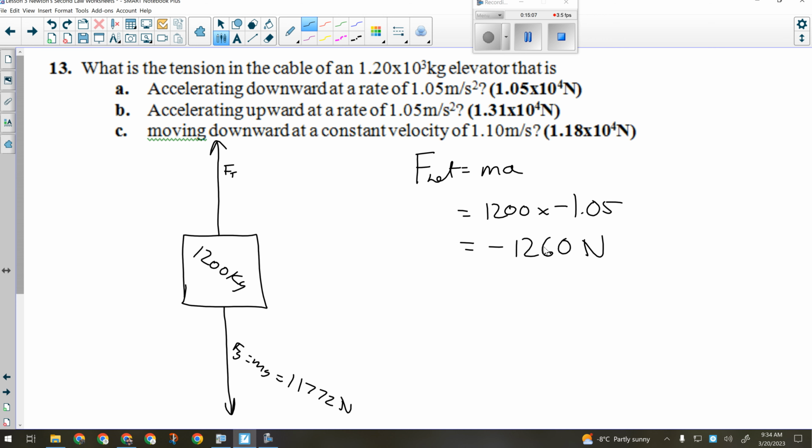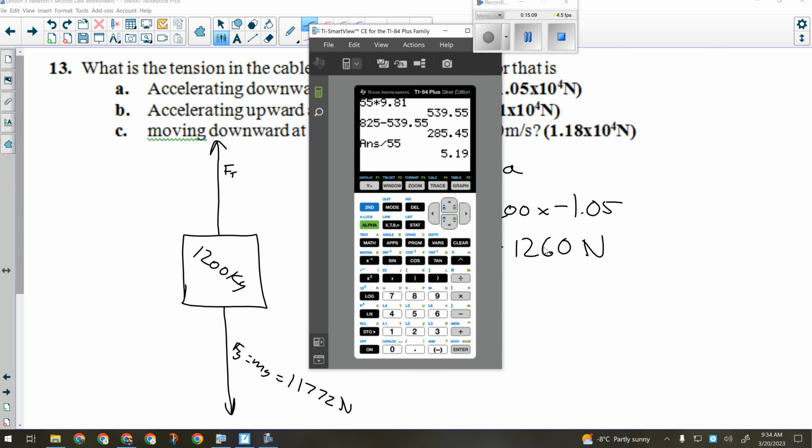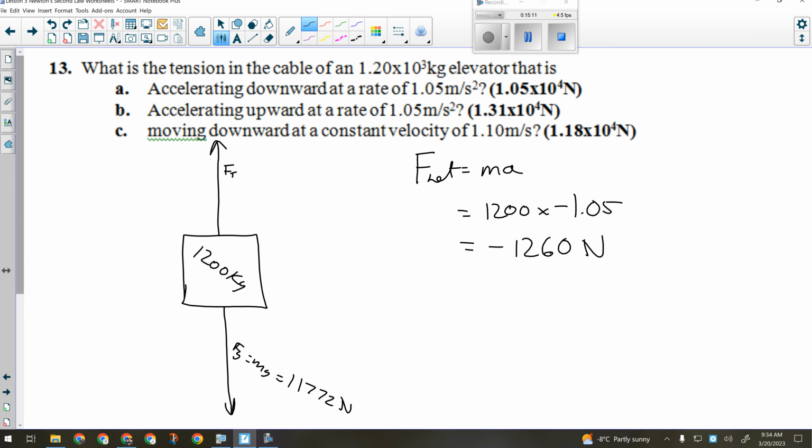All right, so I've got negative 1260 newtons as my net force. Now the question wants to know what's the tension in the cable. Well, regardless of whether the elevator is moving up or down, or at a constant velocity or accelerating, F net in this situation is the tension force plus the force of gravity. Those are the only two forces acting here. Okay, everyone okay with that?